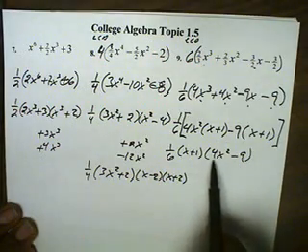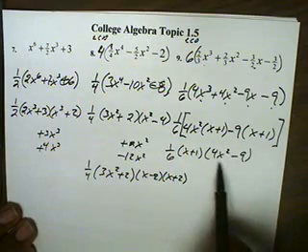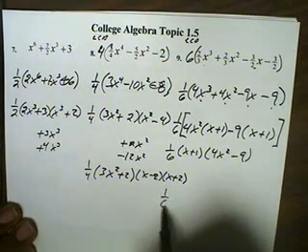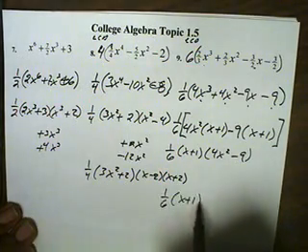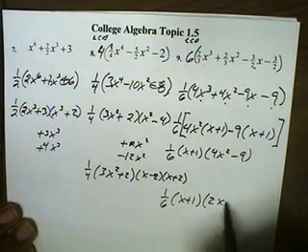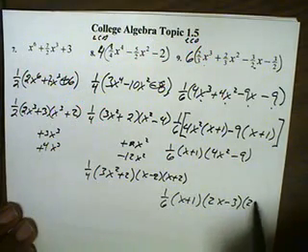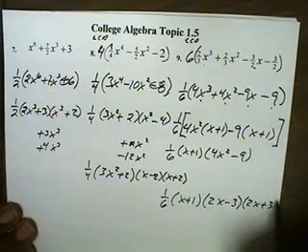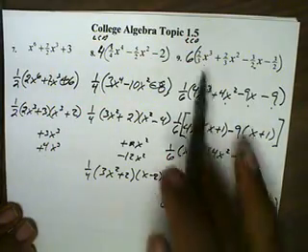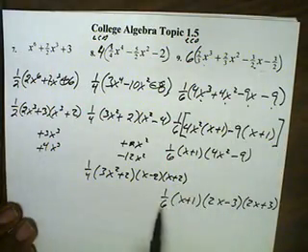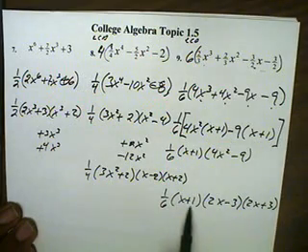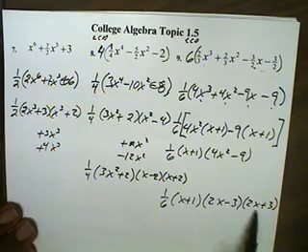Now, the binomial 4x squared minus 9 is the difference of two squares, so this can be factored further. So this will be 1/6 x plus 1, 2x minus 3 times 2x plus 3. And so this has factored into the original problem of multiplication, 1/6 times x plus 1 times 2x minus 3 times 2x plus 3.